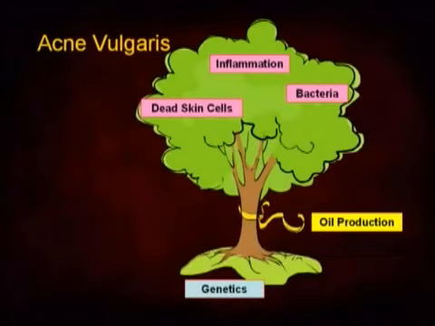When you think about the pathogenesis for acne, I love using this tree as a way to show you the different parts of it. So out there on the branches are those dead skin cells on the surface of the skin, some inflammation playing a role, bacteria playing a role, but really the trunk, the real basis of things, has to do with oil production, and then lurking underneath the surface are the genetics and patients' genetic backgrounds.